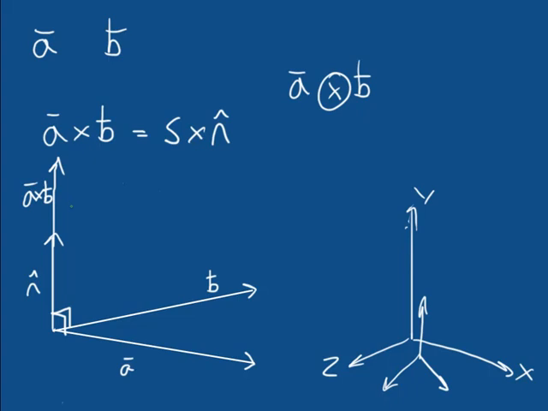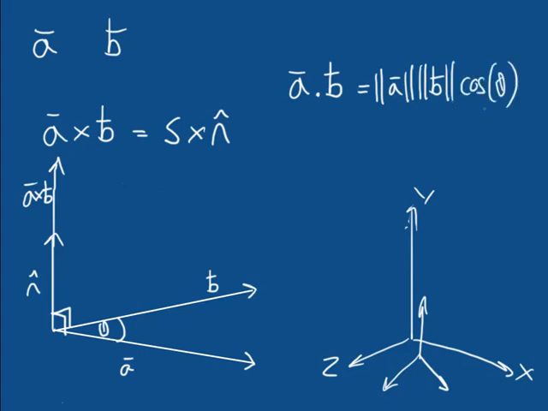Well, the length of A cross B is actually defined as a relationship between the length of A, the length of B, and the angle between those two vectors, so the angle theta between those two vectors. Now this relationship is actually pretty similar to our dot product relationship. If you recall our dot product from the previous video, A dot B is equal to the length of A times the length of B multiplied by the cosine of the angle between them.